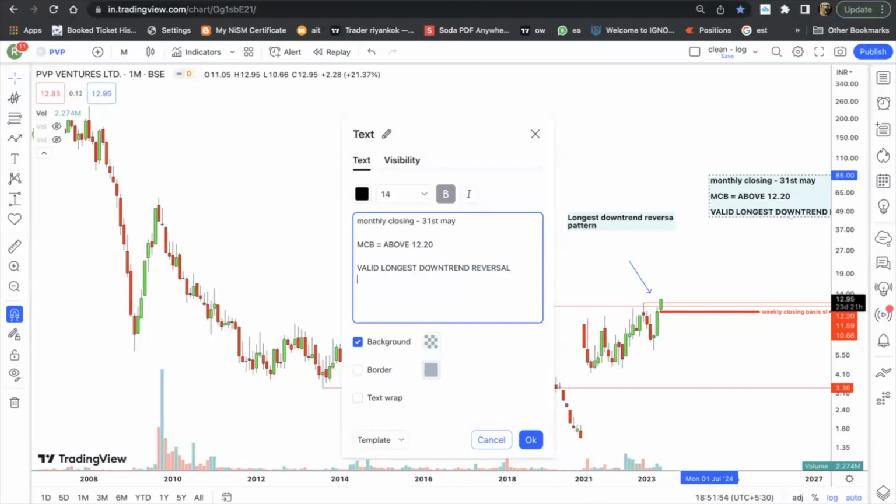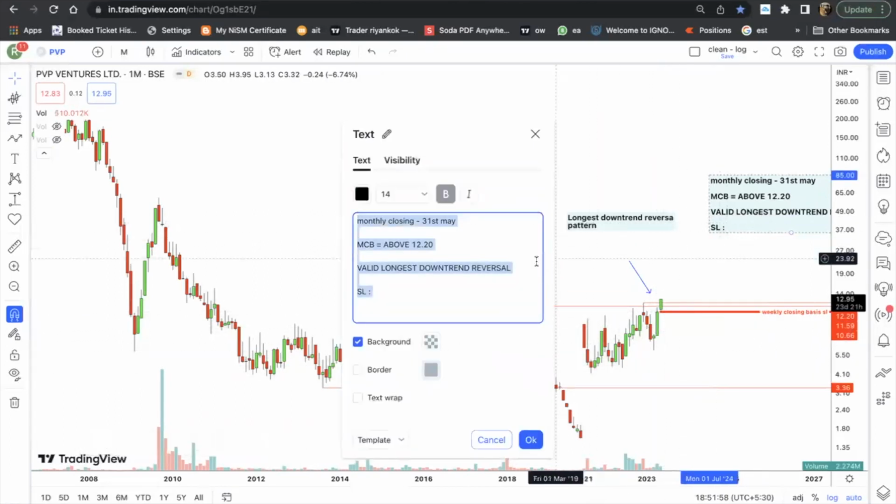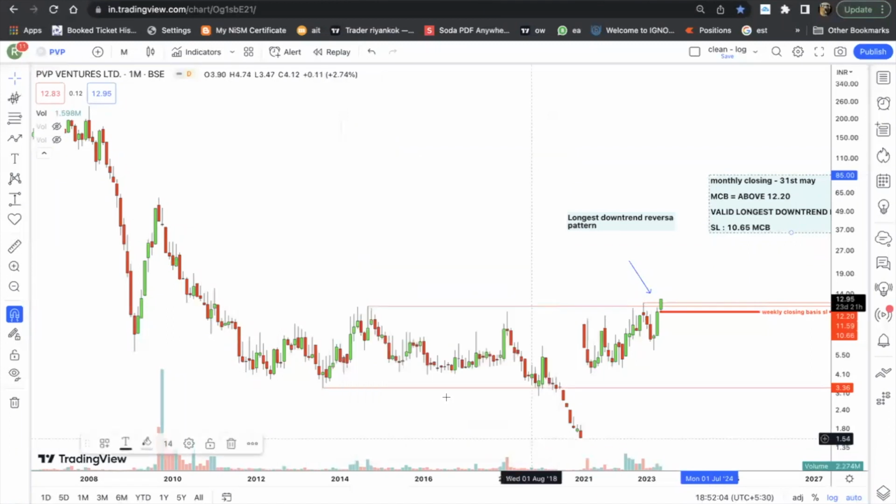And in that case, the stop loss will be how much? This low, which is 10 rupees 65 paise on monthly closing basis. Okay, so this is one of the stocks on my radar.